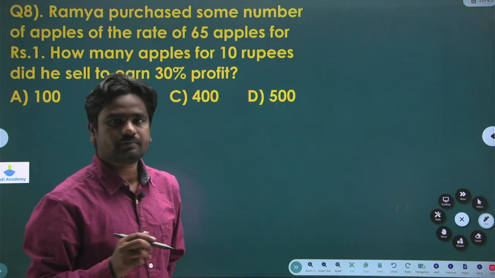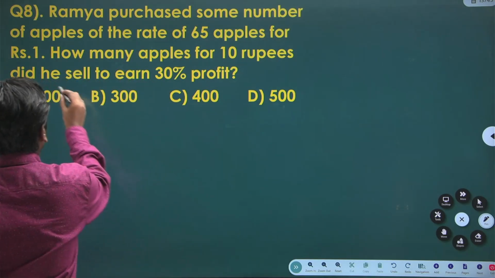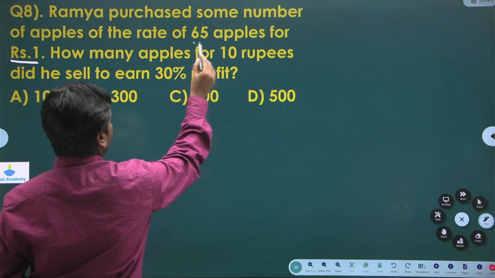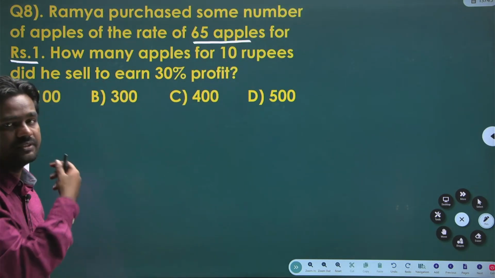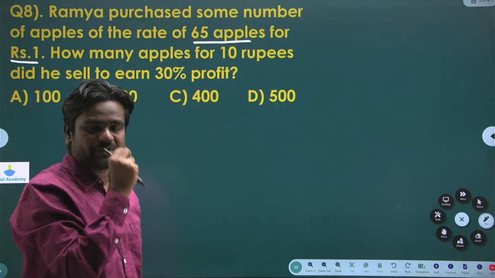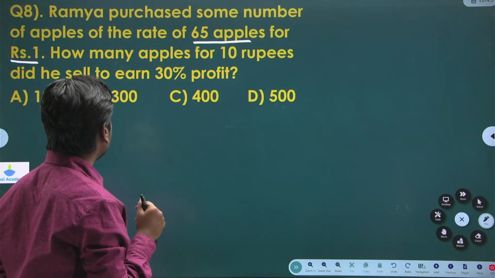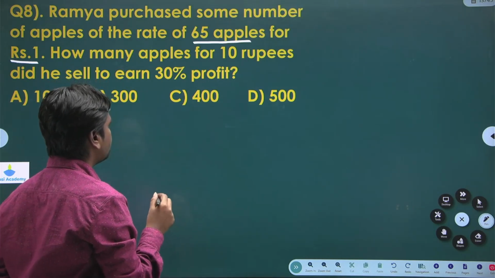Okay, as you can see, for 1 rupee, 65 apples, he bought 65 apples, right? The cost price of 65 apples is 1 rupee. And how many apples for 10 rupees did he sell to earn 30% profit?